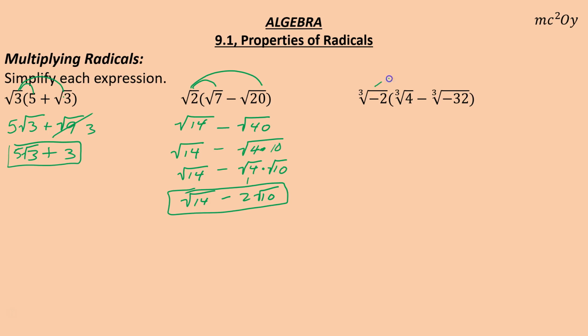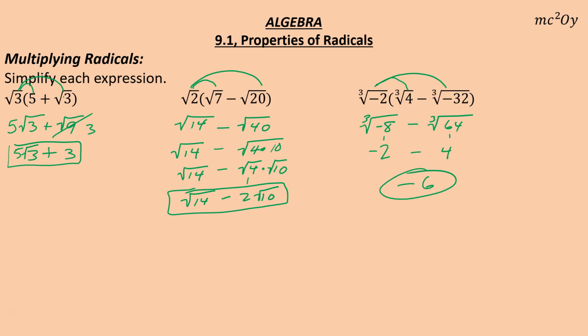Last piece, cube root. Well, they're both cube roots, so I have the cube root of negative 2 times 4, which is negative 8, minus the cube root of negative 2 times negative 32, which is positive 64. Cube root of negative 8 is negative 2. And the cube root of 64 is actually 4. So I have negative 2 minus 4, or negative 6.